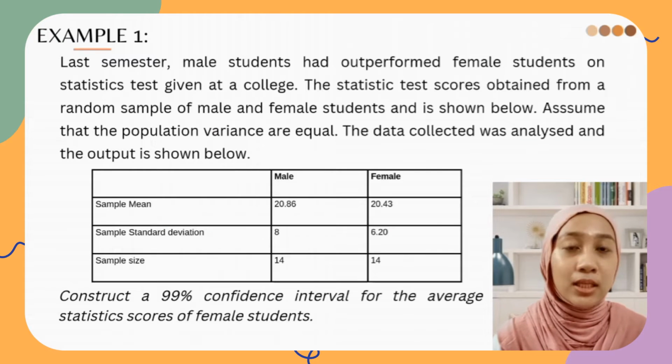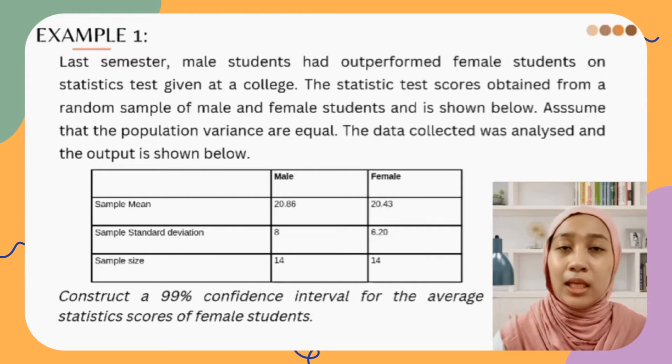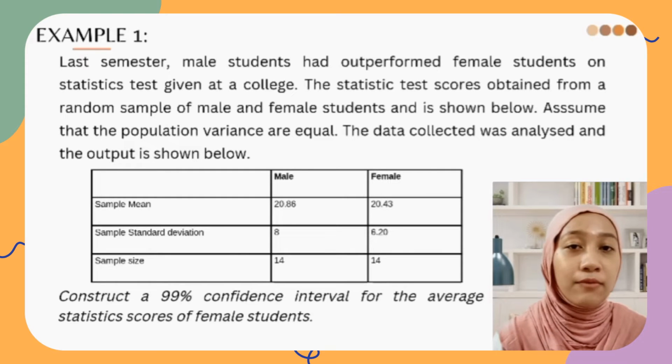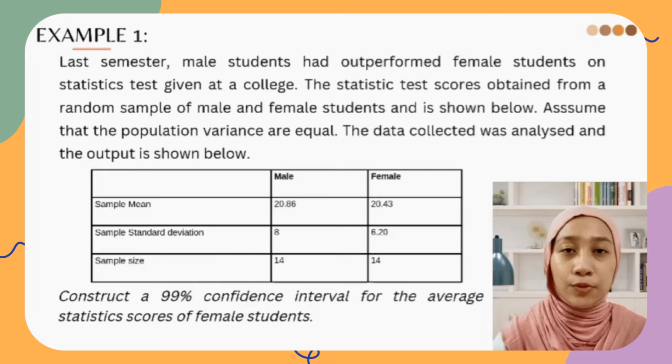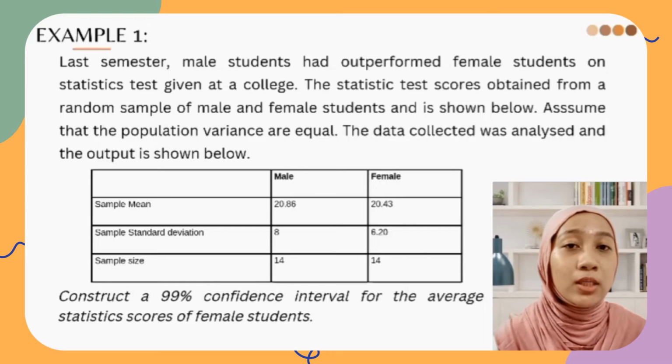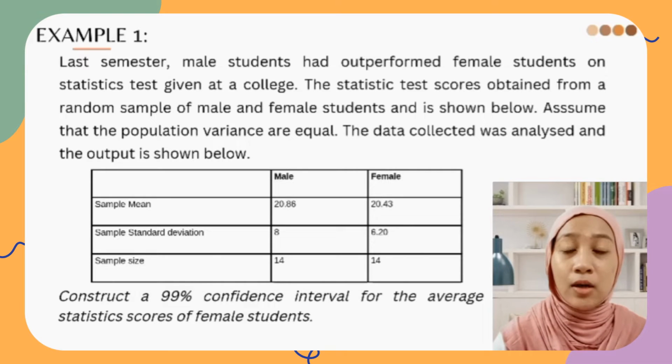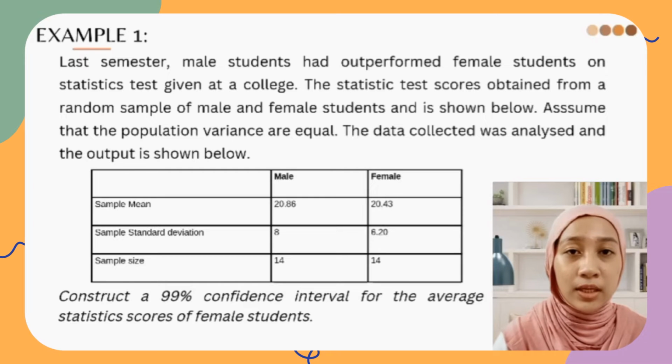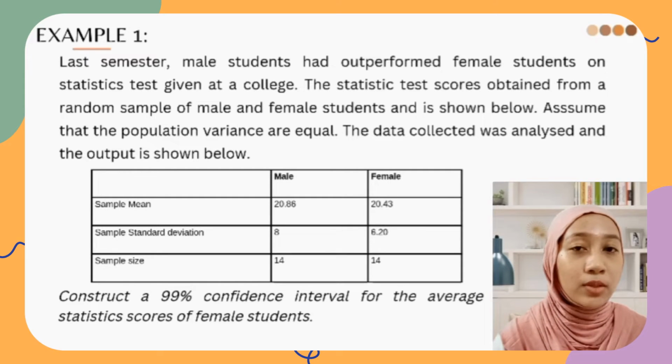In example 1, it said that last semester, male students had outperformed female students on a statistics test given at a college. The statistics test scores were obtained from a random sample of male and female students and are shown below. Assume that the population variances are equal. The data collected was analyzed and the output is shown below. So, the question wants us to construct a 99% confidence interval for the average statistics scores of female students.